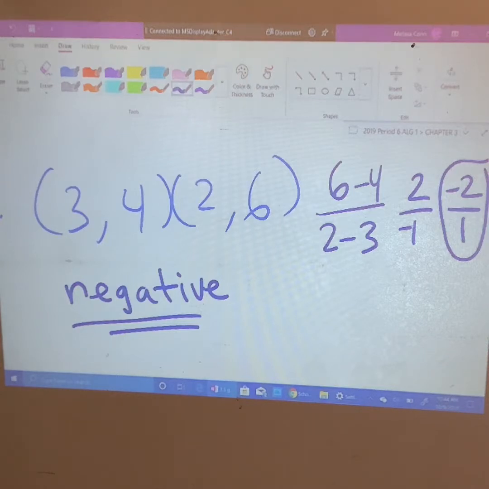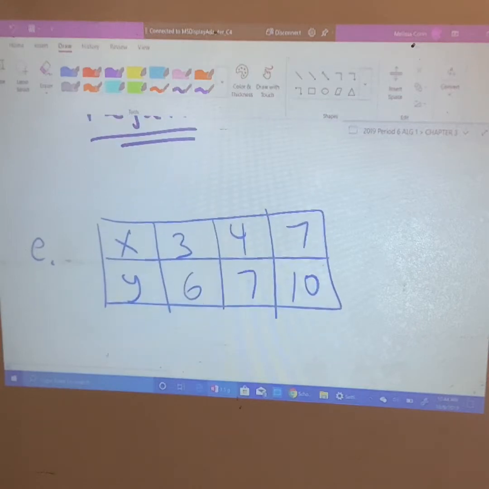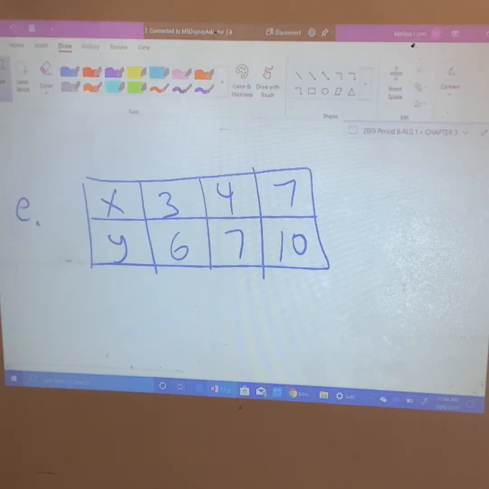Okay, so those are our sample problems so far on how to find slope when you're given ordered pairs. But you're not always going to be given ordered pairs. Sometimes I'm going to give you a table of values, and those are just ordered pairs that are organized. So let's go ahead and pick 2 ordered pairs, and it doesn't matter which 2 you pick.